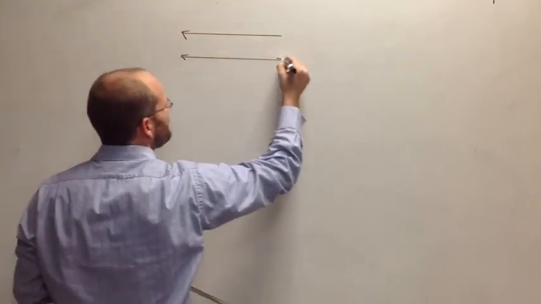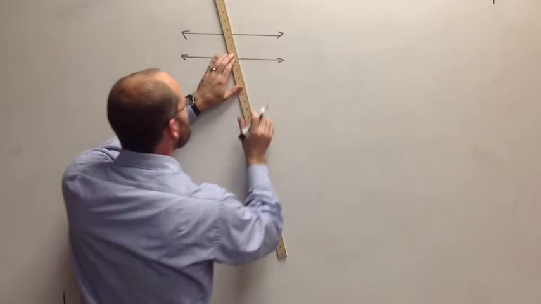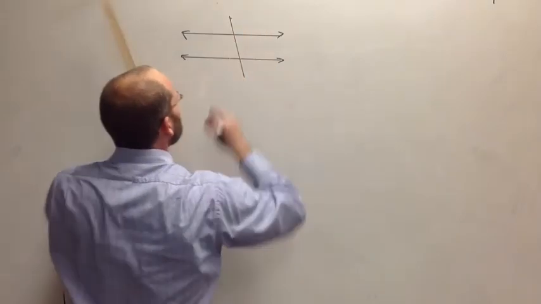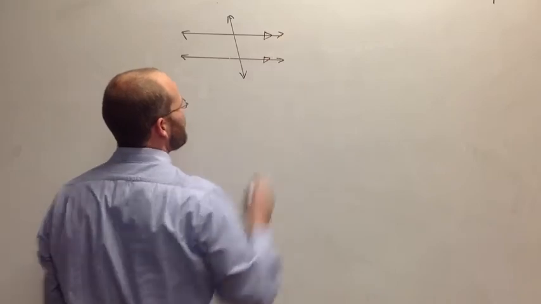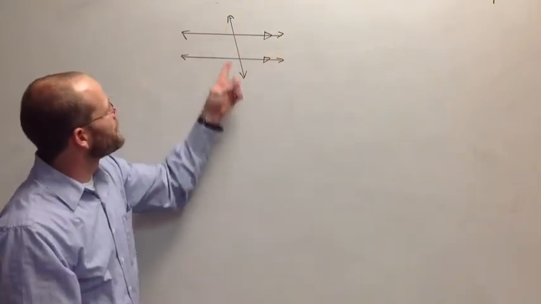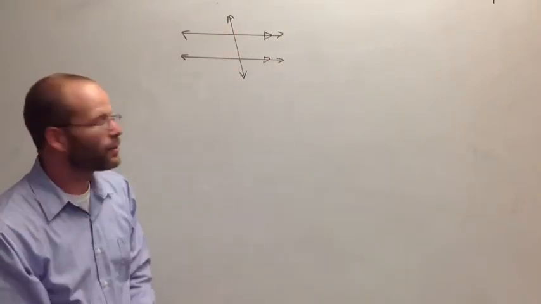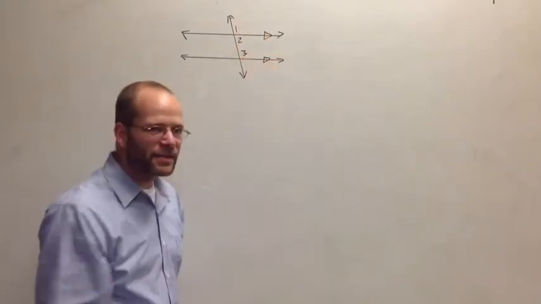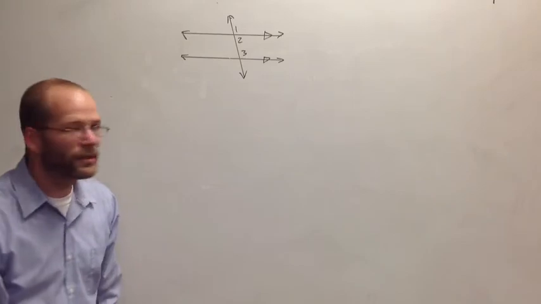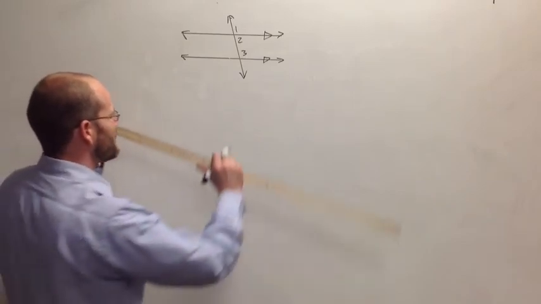Once again, we'll start with a diagram in which the hypothesis of our rule is true. The hypothesis is that a transversal intersects two parallel lines, and we'll try to prove that angles 2 and 3 are supplementary. Angles 2 and 3 are supplementary. So here, let's get started.